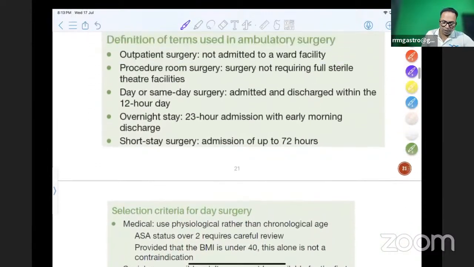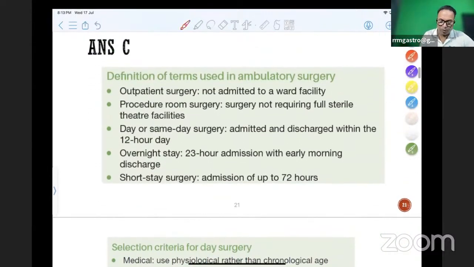Now these are the definitions from the new Bailey and Love. Outpatient surgery is not admitted to a ward facility. Procedure room surgery does not require any theater facilities at all. You can do it in a general ward or open theater itself. Day or same day surgery is a 12 hour stay. So same day surgery and daycare surgery are the same. Overnight stay is 23 hours admission. Short stay surgery is 3 days.